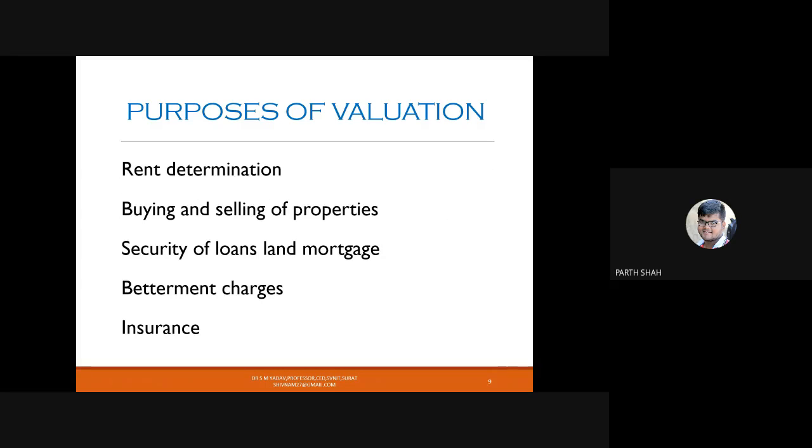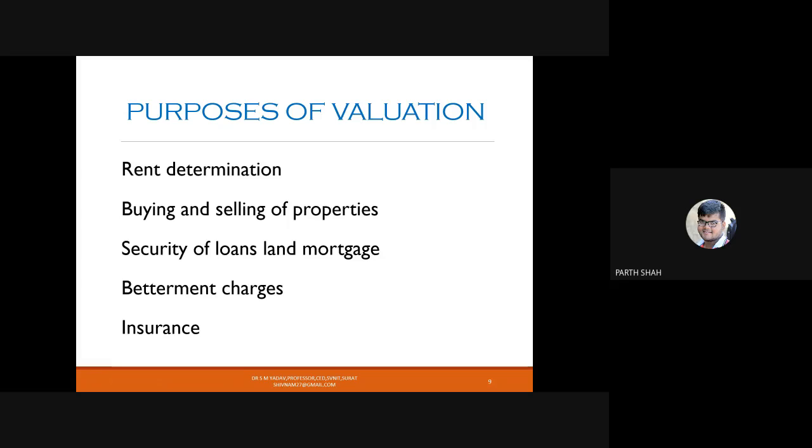Now, what are the various purposes for which valuation of property is done? The valuation of property is carried out for rent determination, buying and selling of properties, security of loans and land mortgage. If you want the property to be mortgaged, or you want to take a loan from the bank against the property, the valuation of property is carried out.